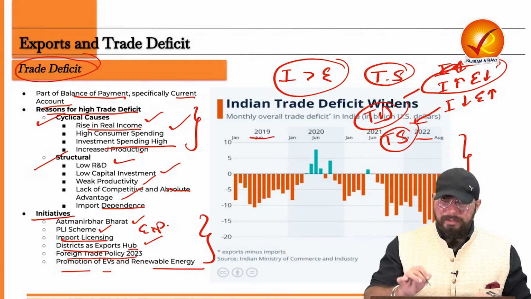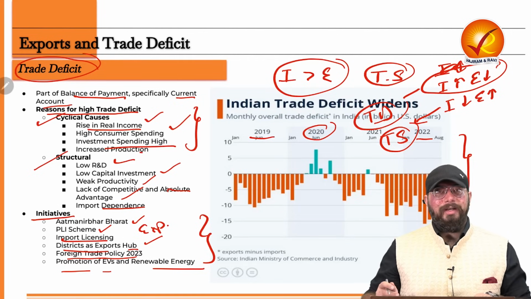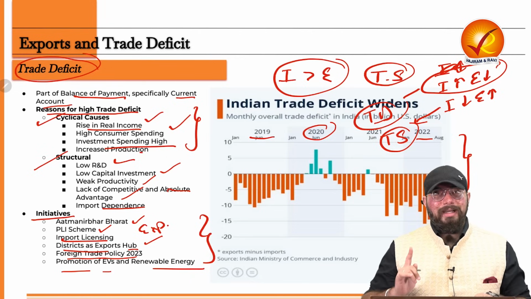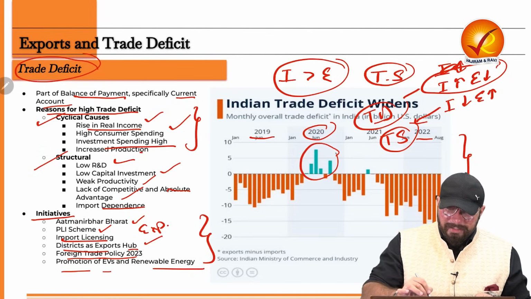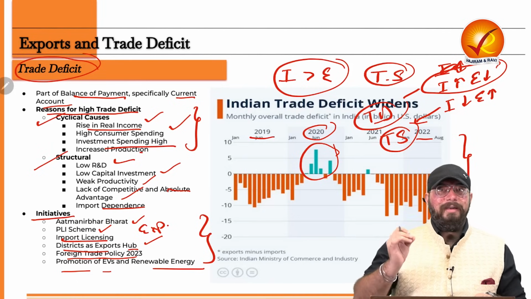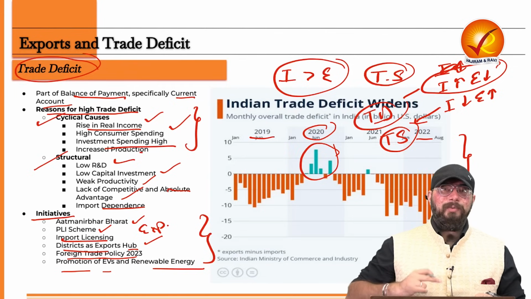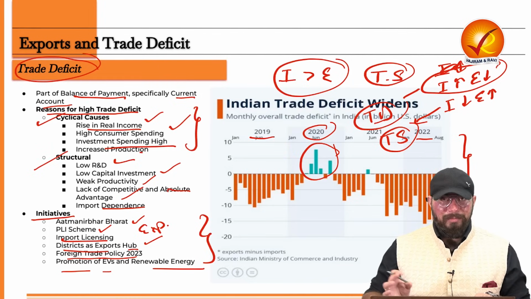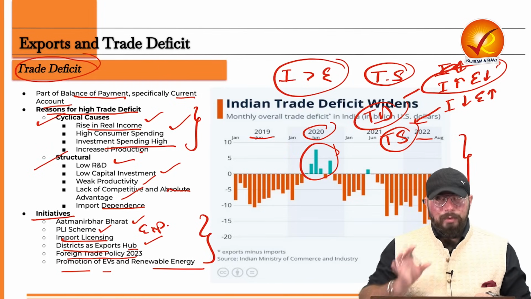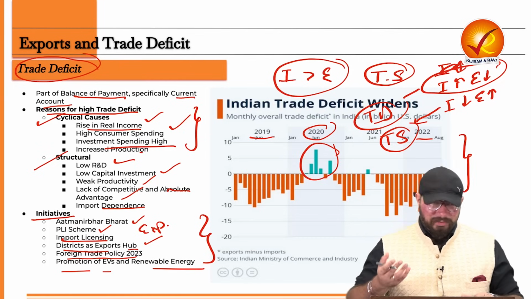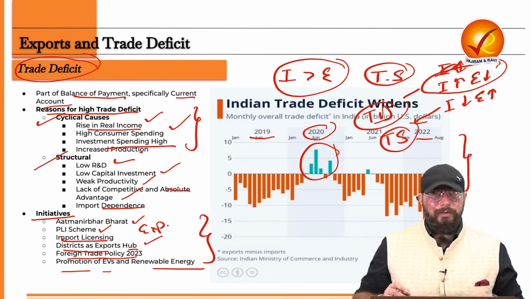But there is one year in between, the year 2020, when COVID-19 was there, that is, lockdown was there. At that point in time, the green area shown here, our country showed a trade surplus. That is, we were exporting more than we were importing. So that is the only period in the last many years where India has shown a trade surplus, right? So this is about your exports and trade deficit.